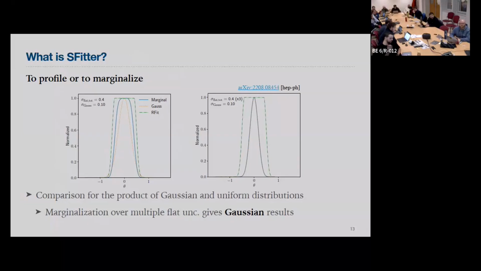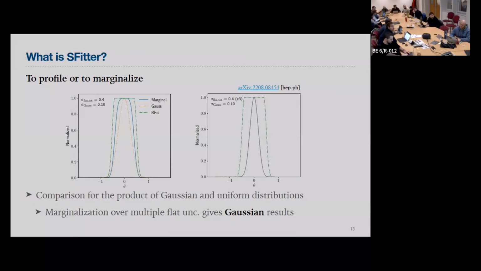On the right, we have the exact same thing, this time with 3 different theory uncertainties. So basically just adding more theory uncertainties. And once again, technically, there's also an orange Gaussian curve on the right plot, but you can see that the marginalized results now basically agree with the Gaussian results, while the profiled results still have this very flat distribution. For now, this was just to show how this would work.